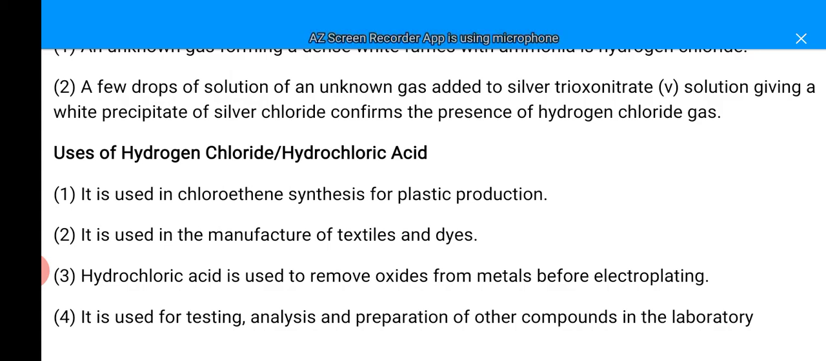So in week 7 we shall continue with the other broader aspect of chlorine and its compounds, where we shall be talking about the chlorides, and we also compare some of the properties of the halogen family.